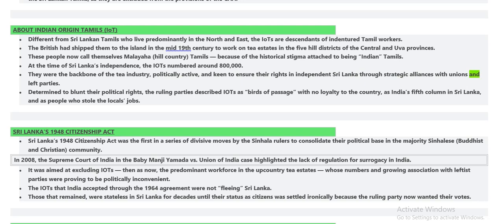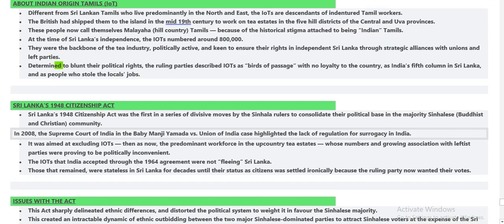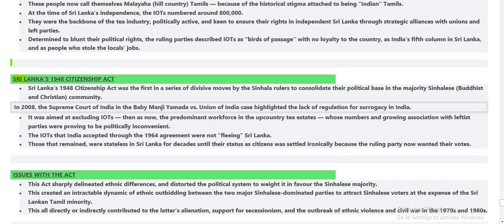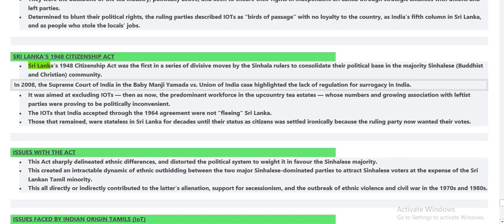At the time of Sri Lanka's independence, the IOTs numbered around 800,000. They were the backbone of the tea industry, politically active, and keen to ensure their rights in independent Sri Lanka through strategic alliances with unions and left parties. Determined to blunt their political rights, the ruling parties described IOTs as birds of passage with no loyalty to the country, as India's fifth column in Sri Lanka, and as people who stole the locals' jobs.